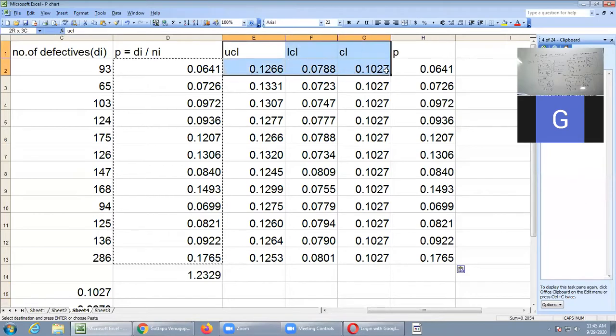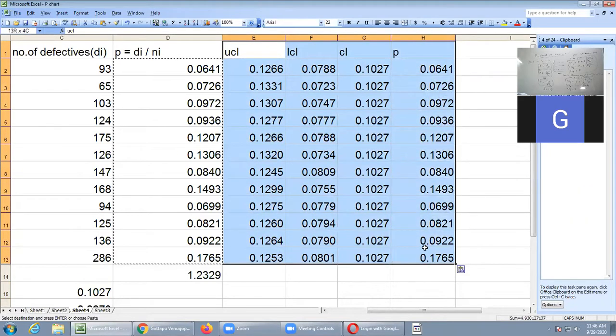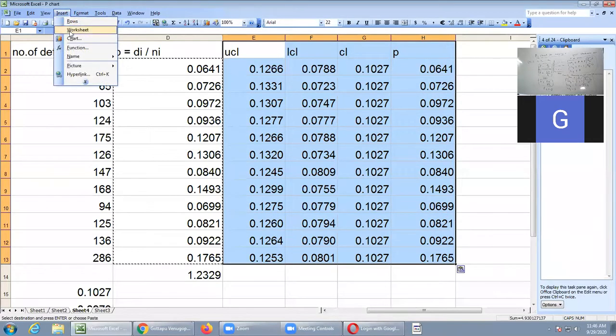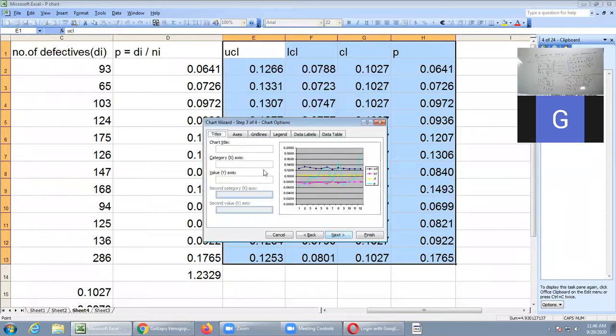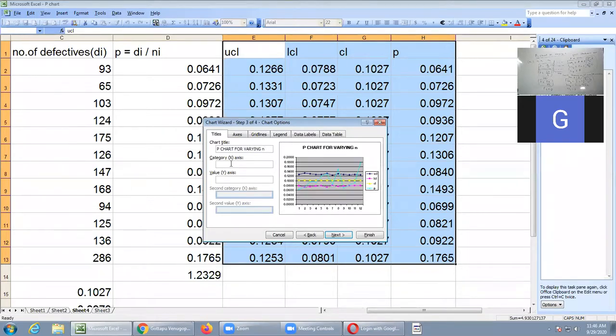Now P chart for varying n. Select the last 4 columns with headings. Go to insert, chart, chart type as line, chart subtype as the 4th one, and press next button. Chart title is P chart for varying n. And then x-axis is always sample numbers. For the y-axis, what will you consider? P chart means you will consider fraction defectives, so y-axis is sample fraction defectives.